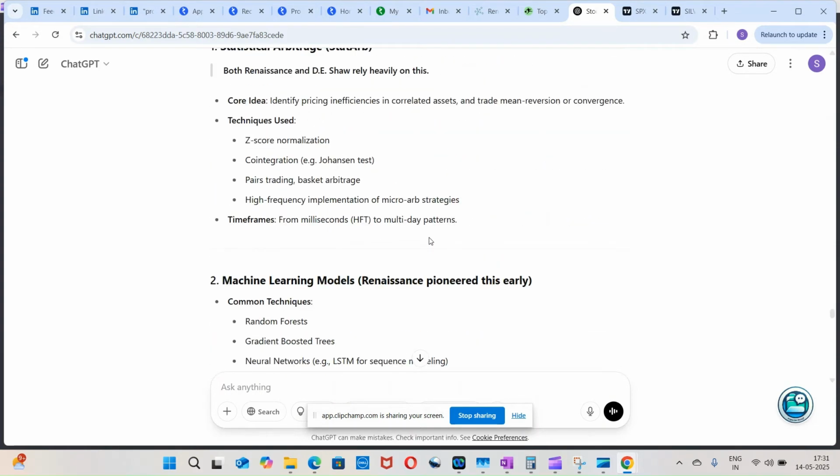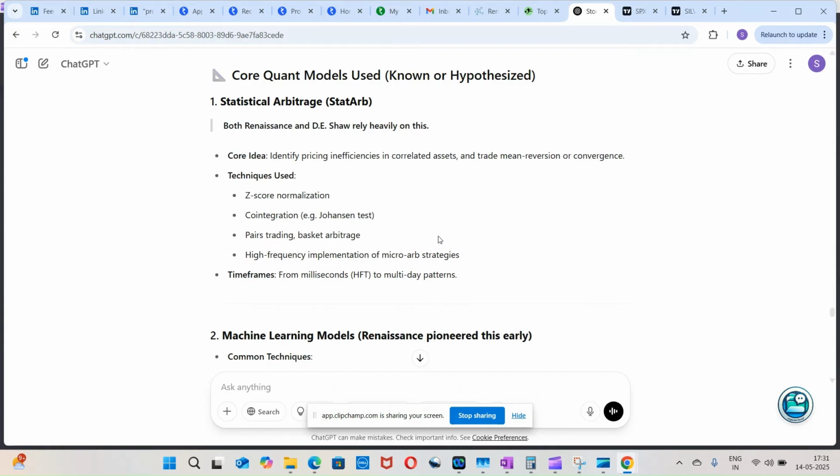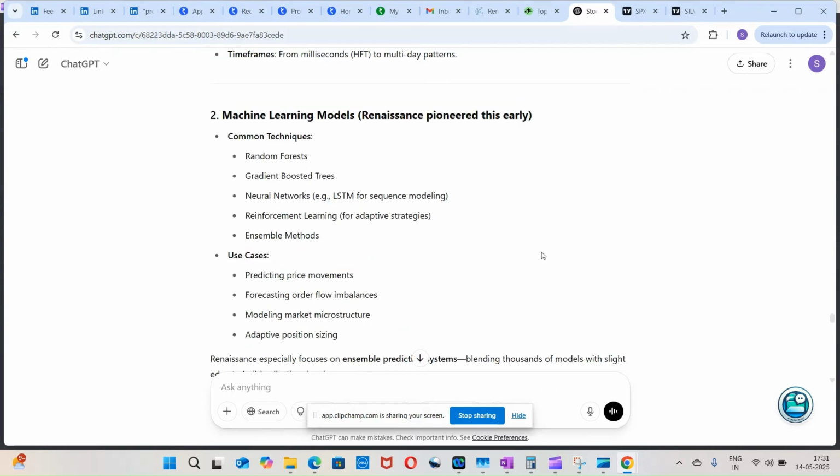Coming to our techniques, we discussed mean reversion or statistical arbitrage, and identifying pricing inefficiencies in correlated assets, being used by both funds heavily to make money. Once the profits decreased in mean reversion, machine learning models were deployed first by Renaissance Technologies. These machine learning models predict price movements, forecast order flow imbalances, model market microstructure, and do adaptive position sizing.